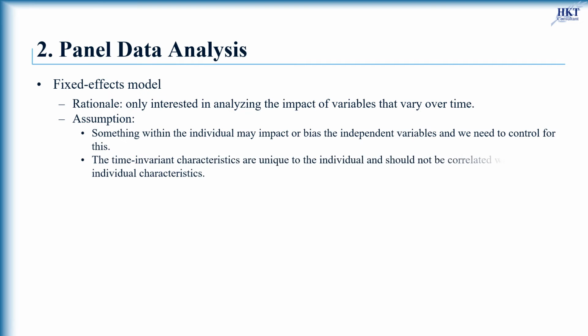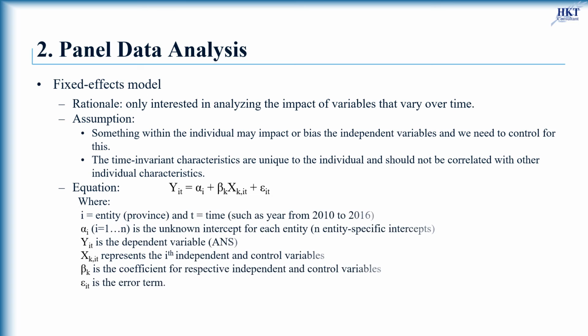Another important assumption of the fixed effects model is that those time-invariant characteristics are unique to the individual, and they should not be correlated with other individual characteristics. Each entity is different, therefore the entity's error term and the constant, which captures individual characteristics, should not be correlated with the others. If the error terms are correlated, then the fixed effects model is not suitable since inferences may not be correct, and we need to consider the random effects model. This is the main rationale for the Hausman test that we will present later.